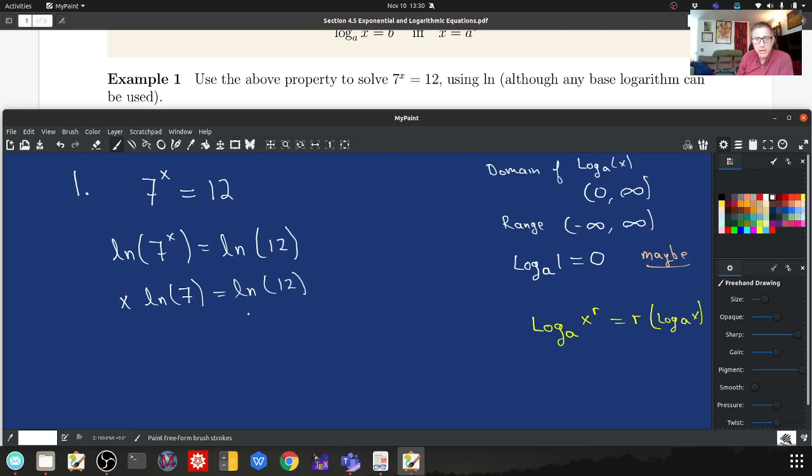Now here, what you want to remember is that the log of 12 is a constant. I can't tell you what the value of it is. I need a calculator to approximate it. And the natural log of 7 is another constant. And we know that the natural log of 7 is not equal to 0. The only number whose log is equal to 0 is 1. So that means I can divide both sides by the natural log of 7.